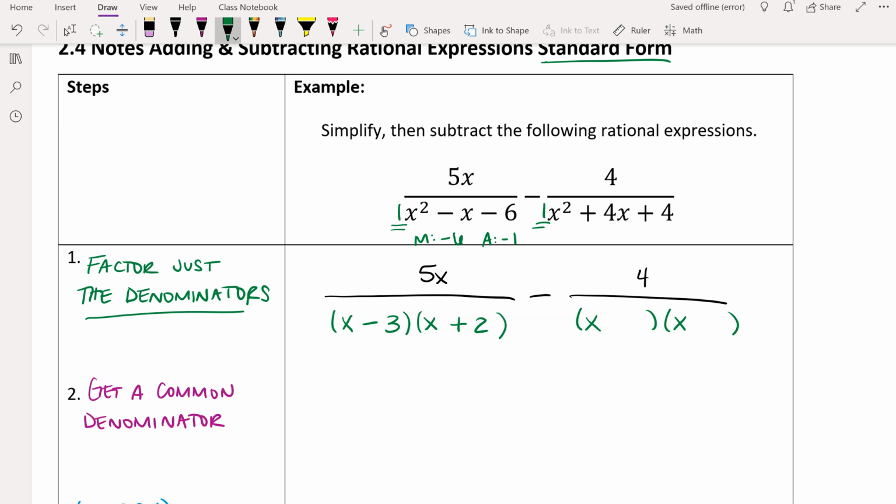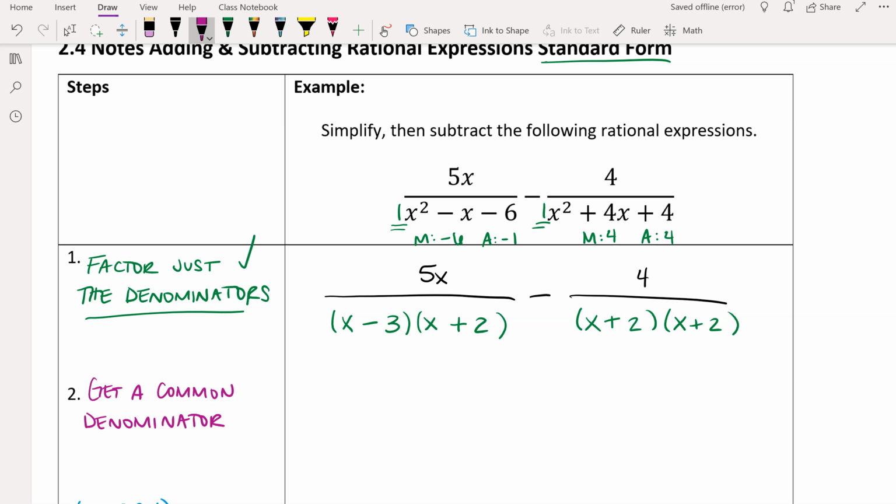Now for the second denominator, we need numbers that multiply to 4 and add to 4. What can multiply to 4 and add to 4? I'm thinking +2 and +2. So I'm going to put +2, +2, and I'll do a quick check. Do 2 and 2 multiply to 4? Yes. Do 2 and 2 add to 4? Yes. All right, cool. We have done step 1, factor just the denominators.